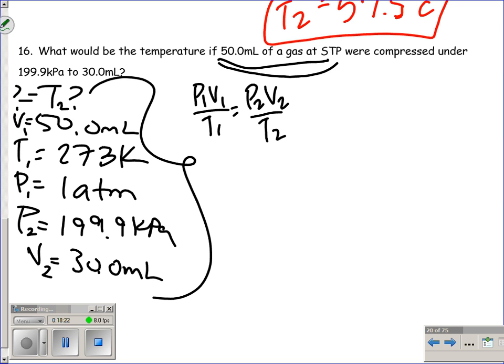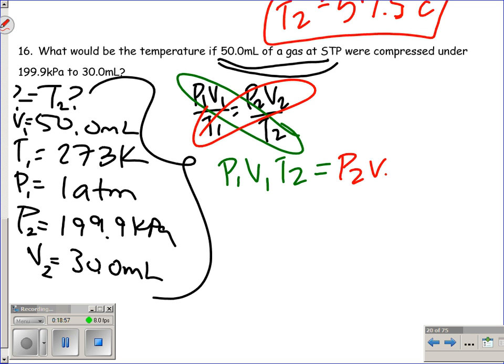But won't everything cancel? Not necessarily. You take the one on the left side and flip it so T1 is on top and P1V1 on the bottom, and then you take T2 out and put it right there. I'm going to cross multiply and divide because I don't want to say a mathematical thing incorrectly. Cross multiply, and this is old school and it always works. So P1V1 times T2 equals P2V2 times T1, and then divide.